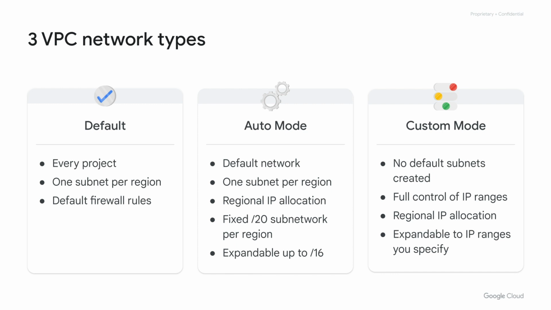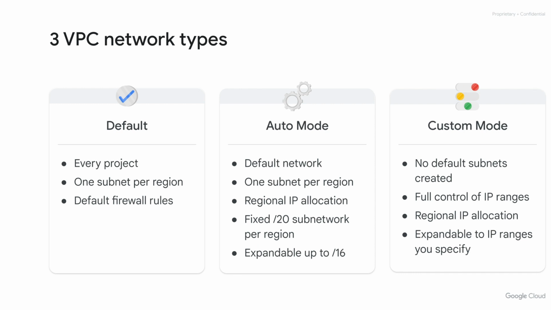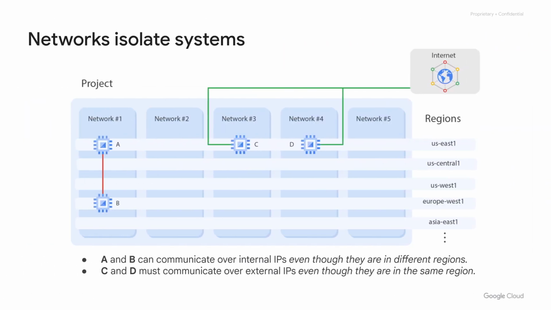Now, you can convert an auto mode network to a custom mode network to take advantage of the control that custom mode networks provide. However, this conversion is one way, meaning that custom mode networks cannot be changed to auto mode networks. So carefully review the considerations for auto mode networks to help you decide which type of network meets your needs. On this slide, we have an example of a project that contains 5 networks.